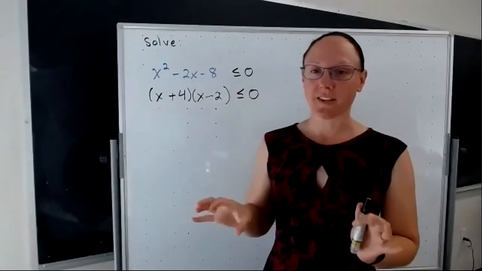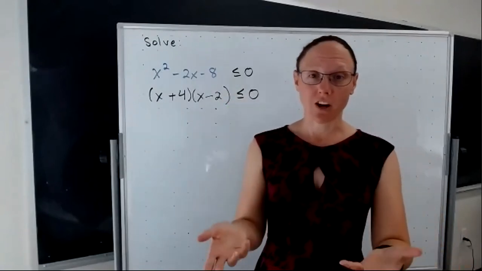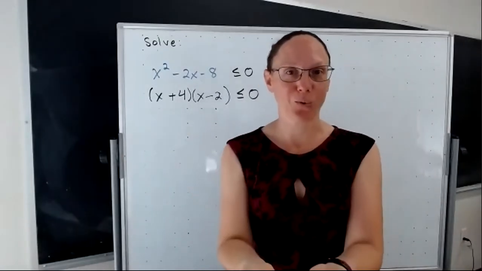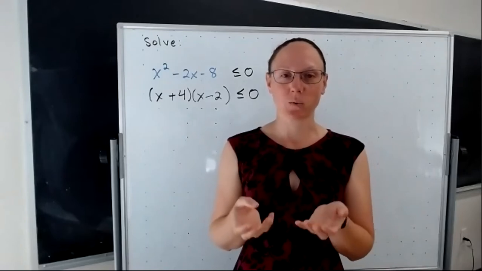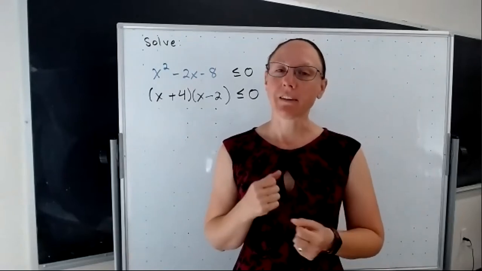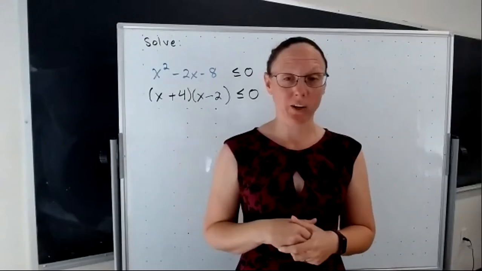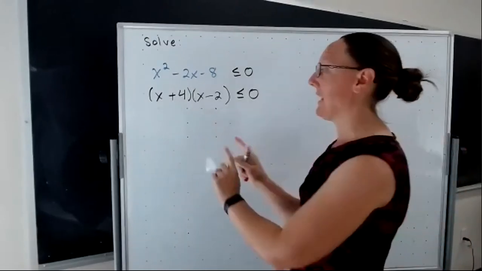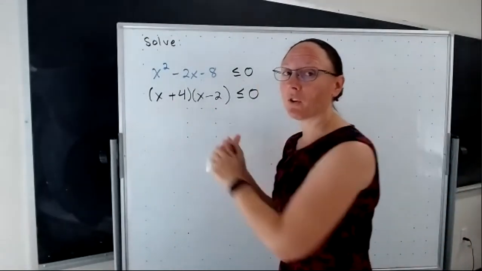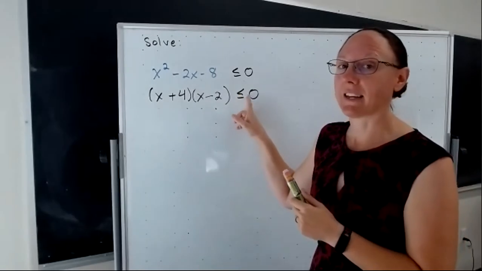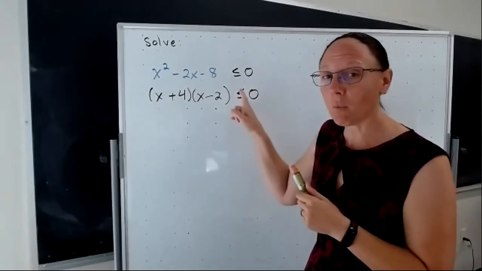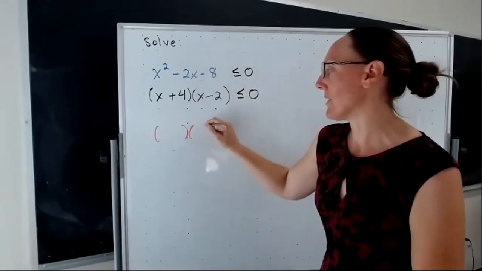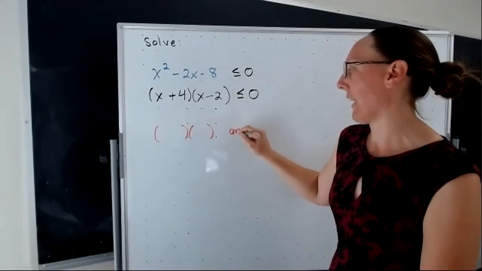If this said equal to 0, then we've already talked about how if I have two things multiplied together and they give me 0, then one of those two things had to be equal to 0. Well, life's a little more complicated when we're talking about inequalities. What this says right now is I have two factors, and when I multiply them together, I get a number that's less than or equal to 0. That means I have two things multiplied together and the answer is negative.